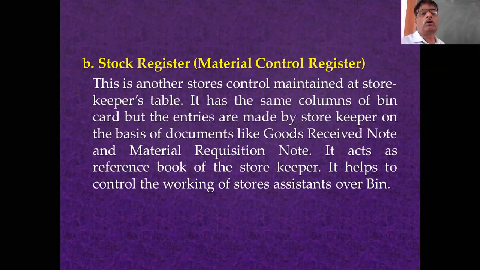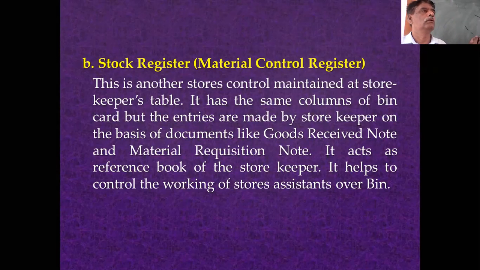This is another store control maintained at the storekeeper's table. On the storekeeper's table, one register is maintained, and it has the same columns as the bin card. But the entries are made by the storekeeper on the basis of documents like the goods received note and material requisition note. It is a common consolidated register, a consolidated book of bin cards.